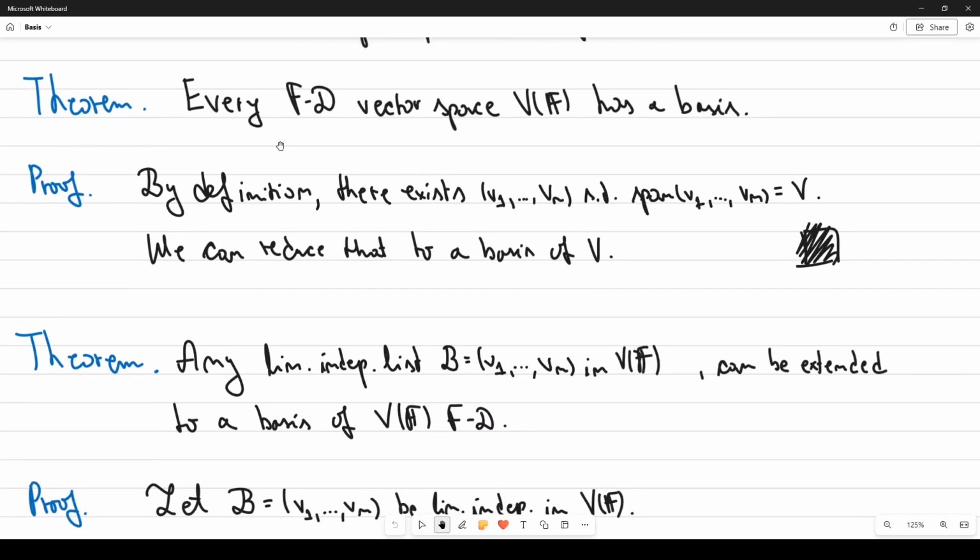Now, using that result, we can show the following. Every finite dimensional vector space V over F has a basis. By definition, there exist some vectors v1 to vn such that the span of those vectors is equal to V. And now, using the above result, we can reduce that spanning list to a basis of V, hence showing that every finite dimensional vector space has a basis.